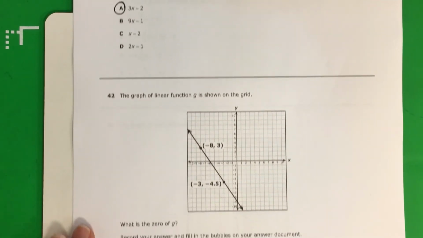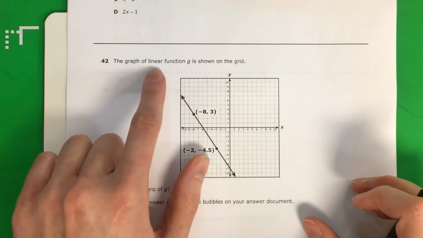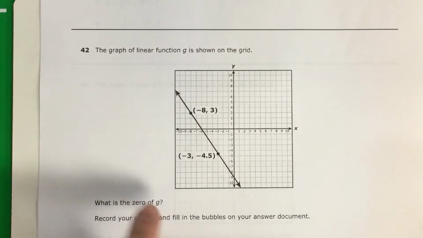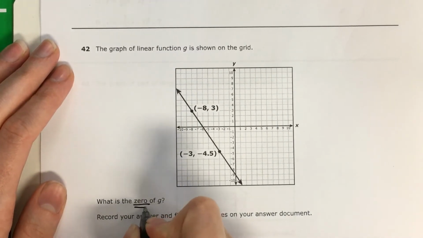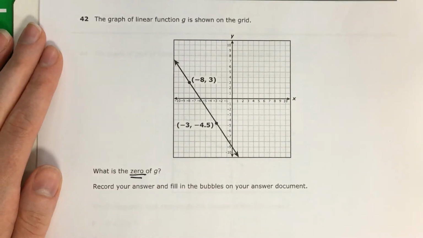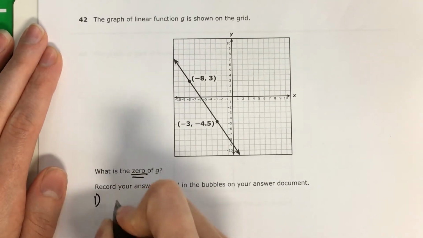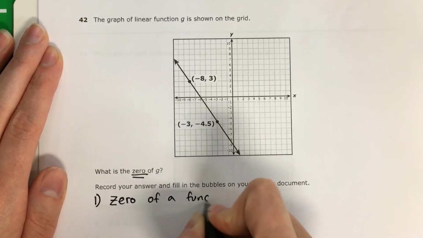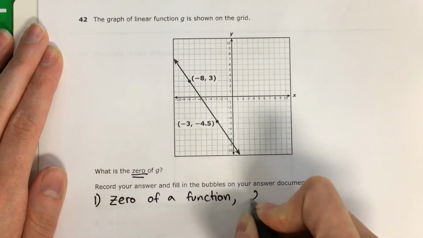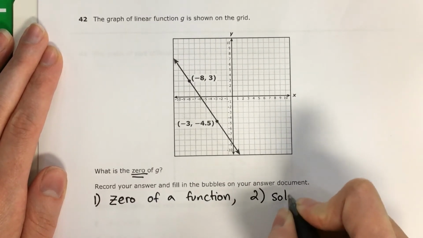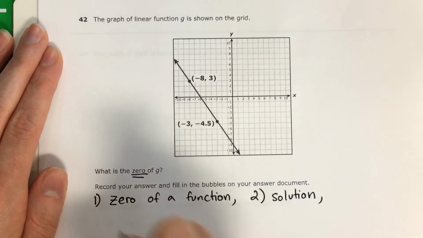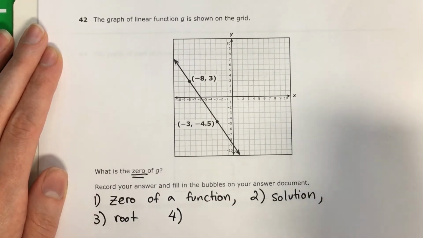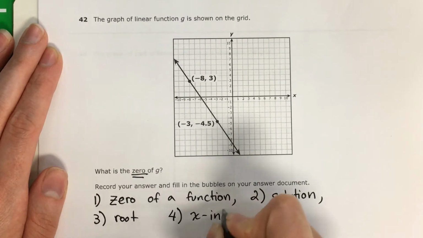Number 42. The graph of linear function g is shown on the grid. What is the 0 of g? Okay, so we want the 0. Let me just remind you, there's 4 names for this. Number 1, obviously, 0 of a function. Number 2, it's the solution. Number 3, it's the root. And number 4, everyone's favorite, x-intercept.